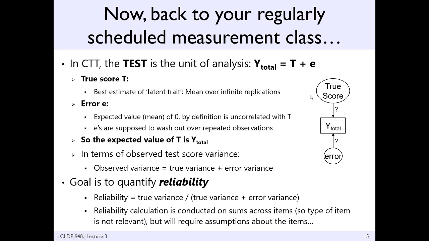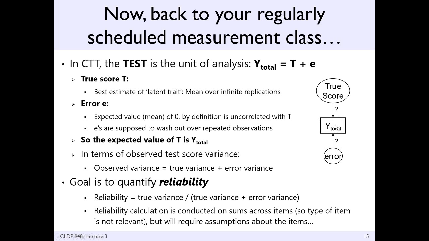So in classical test theory, that's where measurement starts off. What do you do? You sum the items up. So the unit of analysis is the total score. So alpha, Spearman-Brown, all those sorts of reliability formulas are dealing with the total score.